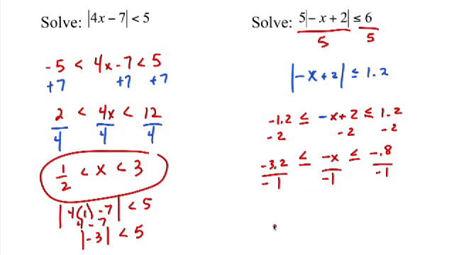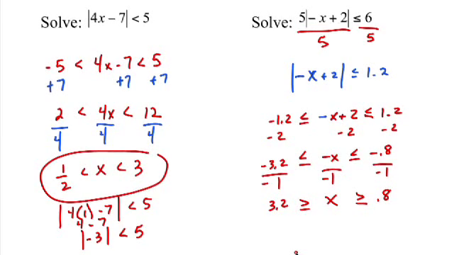But since you're dividing by a negative number, what do they have to do? They better flip those inequality signs around. Matter of fact, you ought to just do that first. That's good advice. And then over here, that's going to become positive 3.2, and over here, that's going to become positive 0.8.